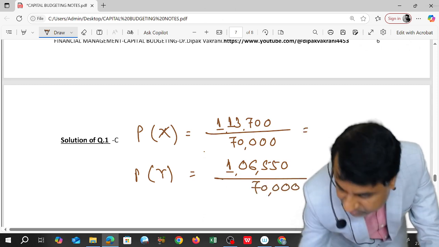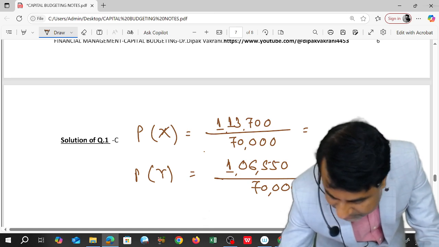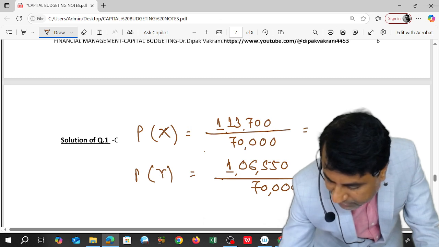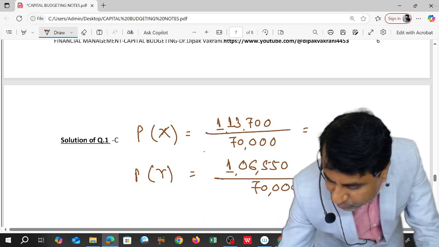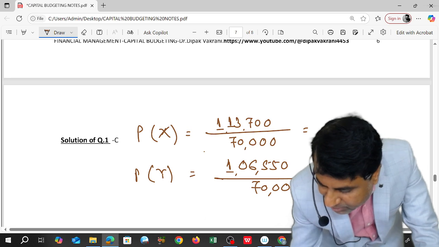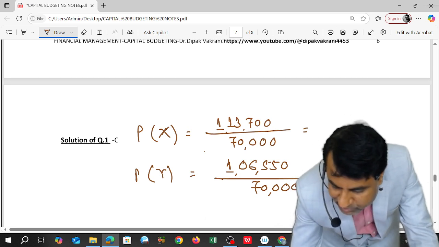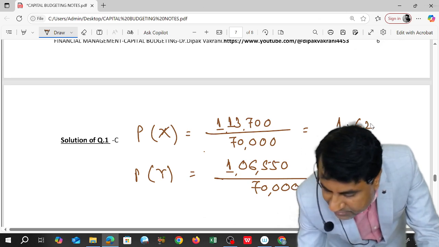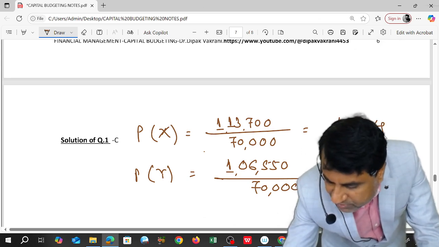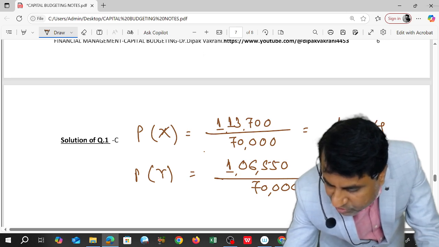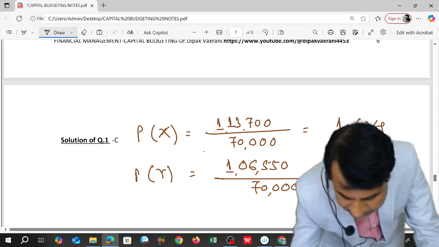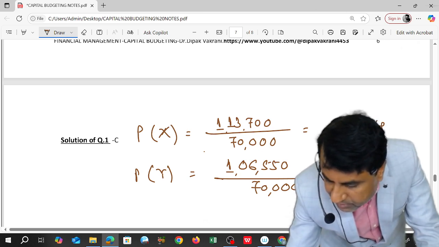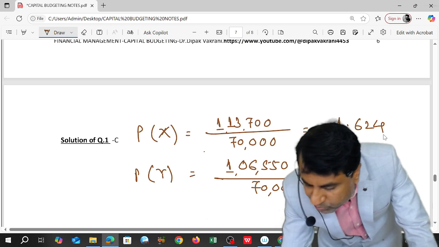PI in both the cases is greater than 1, absolutely, but obviously again the same thing: the one which has higher PI should be accepted and the other one should be rejected, as simple as that. So it's exactly like NPV, the same answer will be given. Now there may be a question in your mind, then why are these two different methods there? Because there is a simple logic. 1.624 it is coming, my dear. Let me change this. So first is 1,06,550 divided by 70,000, it is coming 1.522.